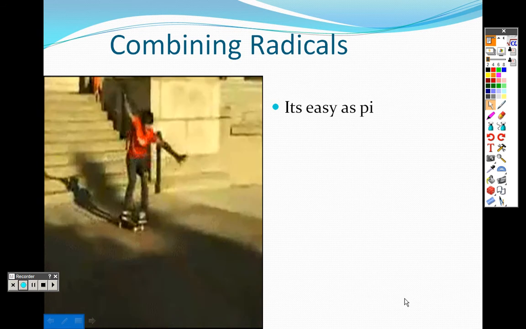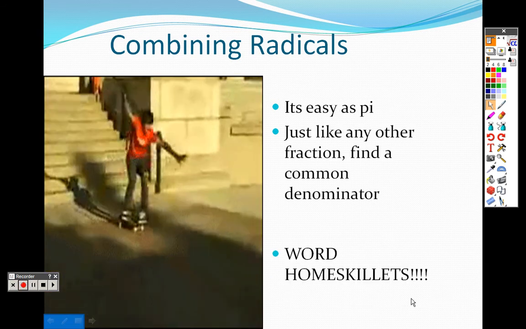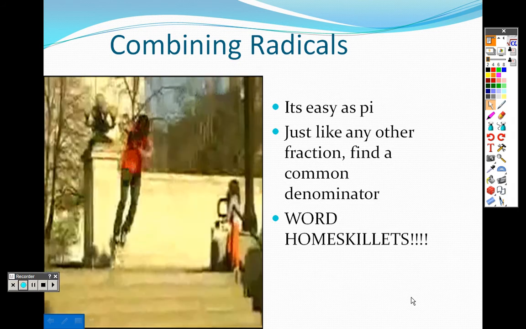Okay, so combining radicals is as easy as pie, just as easy as this guy who flips off the stairs and lands on his skateboard. Just like any other fraction, you want to combine the denominators, it's not a problem. So let's take a look.